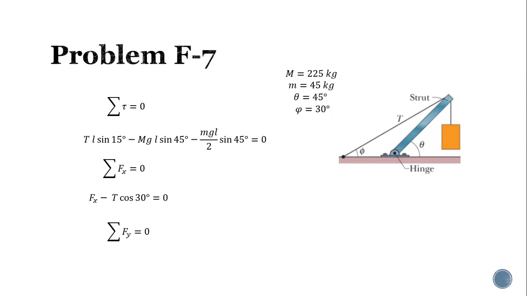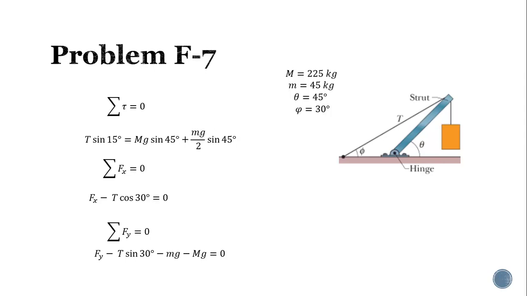Second thing to point out is that the x component of force on the hinge should be equal to just the x component of the tension. And then for the y component of the force on the hinge, there are three other forces in the y direction: the y component of the tension, the weight of the strut, and the weight of the mass. So it looks like I need to find tension first, and then I can find both the x and y components of this force. So first thing I'm going to do is divide everything by L.